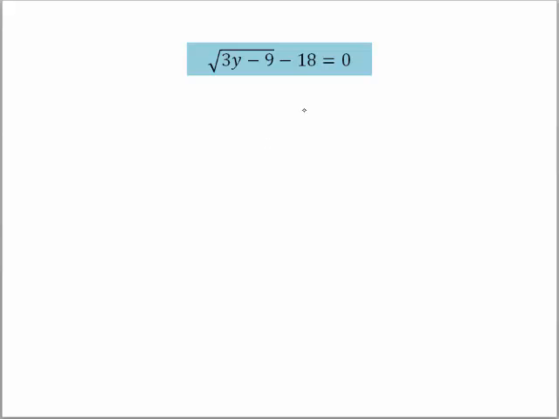Here's one for you. Stop the video and try this. Now I want to give you one tip. This minus 18 can't stay on this side of the equation. So the first thing you want to do is move this 18 over here, and then square both sides and solve. Don't forget to check your answer to see whether it's a real root or an extraneous root.